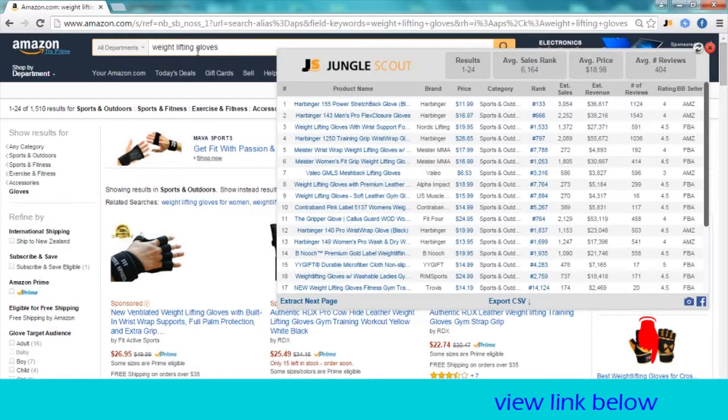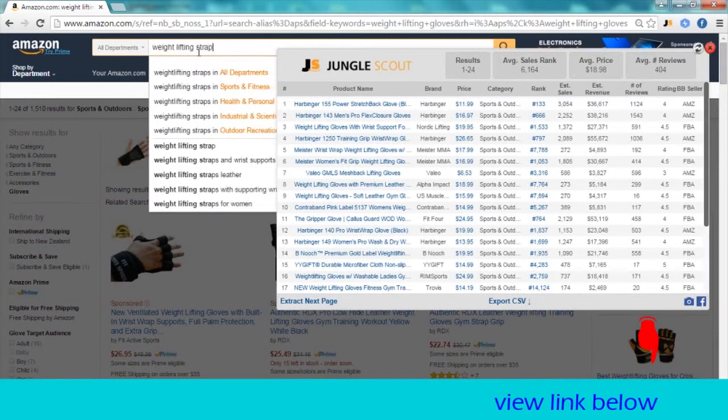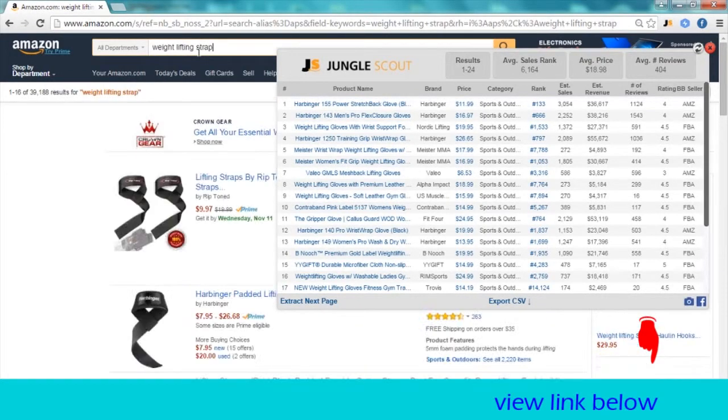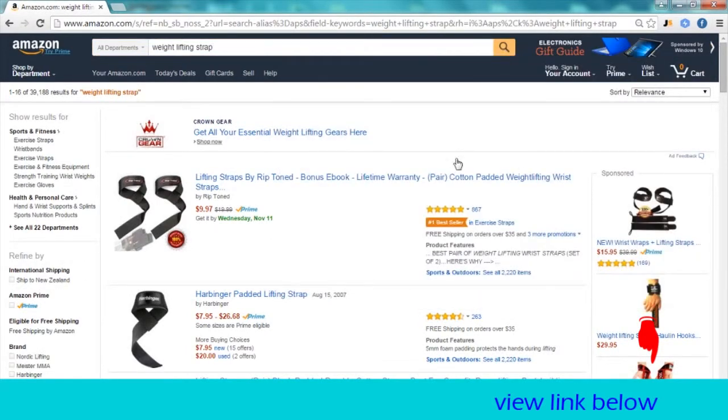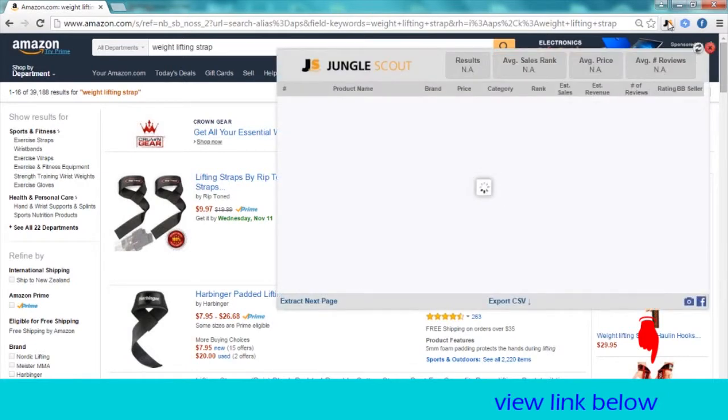So let's look at something else. So I'm just quickly looking at weightlifting straps. We'll see what Jungle Scout says about that.